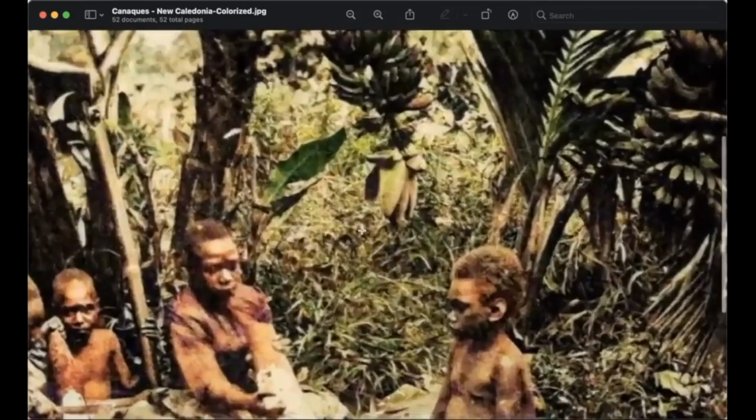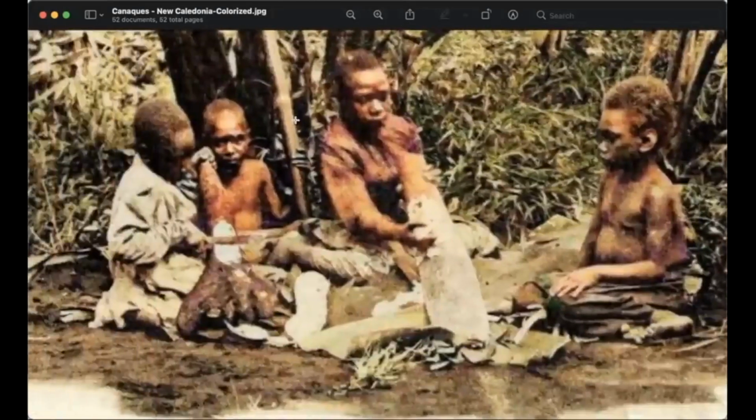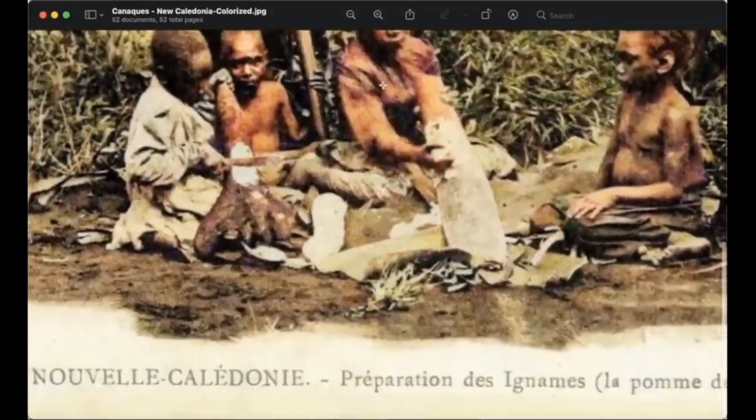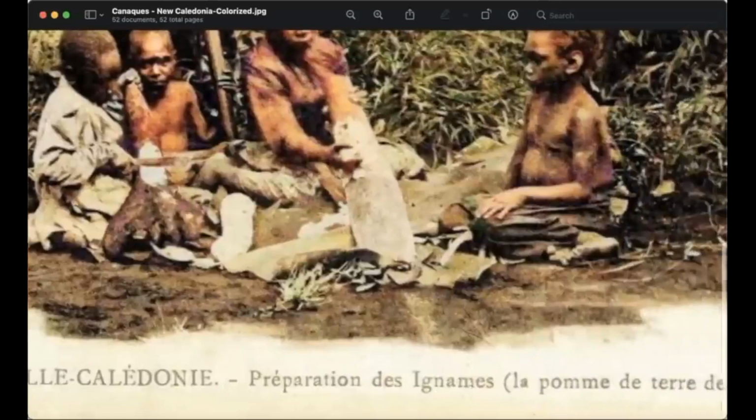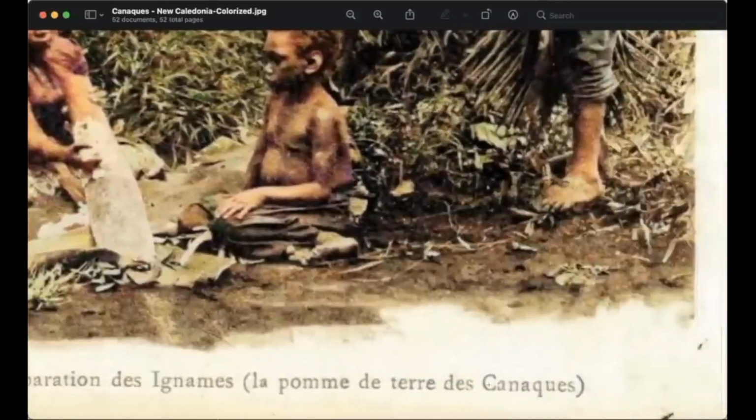Some more people from New Caledonia, like I said, and again, these people do not trace back to Africa. Novo Caledonia. All right, Kanakis. Kanakis, these are the indigenous people, the Kanakis.